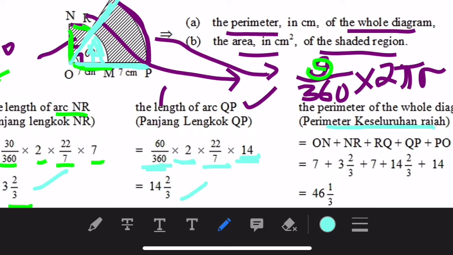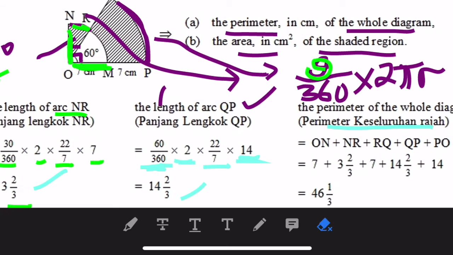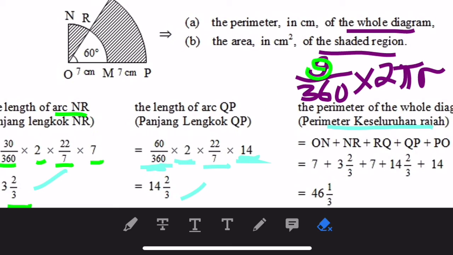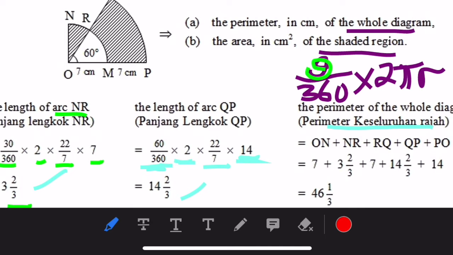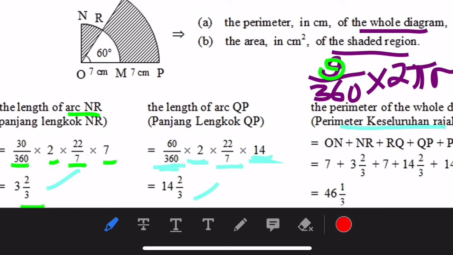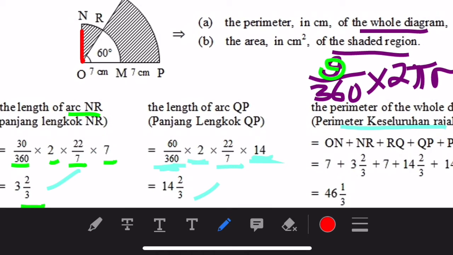Okay, the whole diagram, that means we are going to find the whole diagram. Let's highlight the perimeter for the whole diagram. So you need to be very careful with the whole diagram or shaded region. If whole diagram, that means we need to find we start with the ON. Okay, use the red one. ON is 7, right? This 7. And then NR we got already 3/2, right? And plus this one is, because R is the midpoint, so it should be 7 here. Here 7. Alright, here 3.